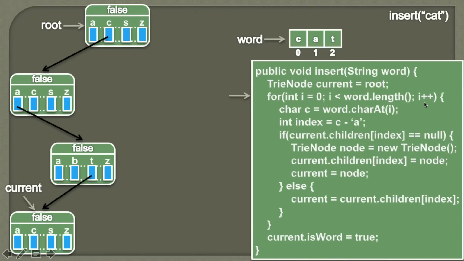Now after incrementing the value of i by 1, i becomes 3. So the condition in the for loop comes out to be false because 3 is not less than 3. So here we simply exit from this for loop. And also friends, in our previous tutorial we discussed that the last step is to mark the boolean value isWord as true, stating that this is the end of the word. So we'll assign the value true to current.isWord, and it becomes true.